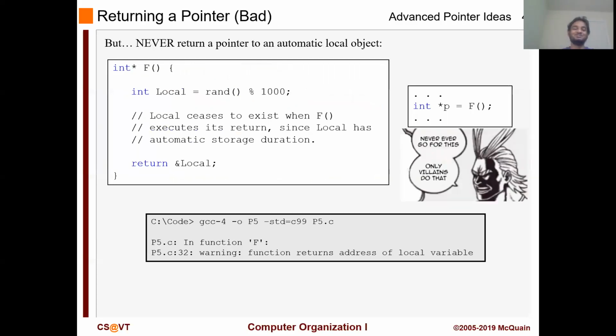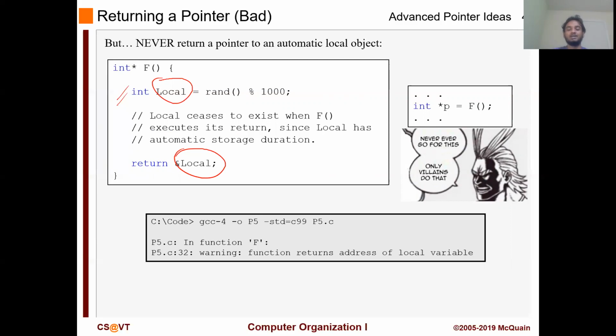Never go for this, only villains do that. Because if you do that, remember this local function has block scope. So whenever you get outside of this block, it stops existing. And as you can see, there is no static over here. So if you return the value like this, like you are returning the address, it will work initially, but after 2 or 3 lines, it will stop working. And you should never do this, okay?